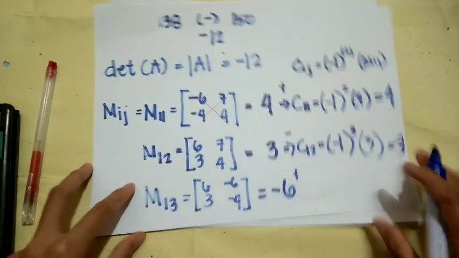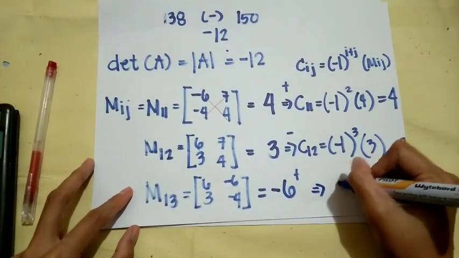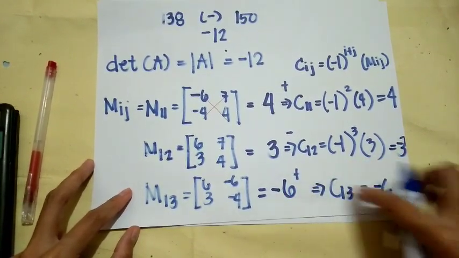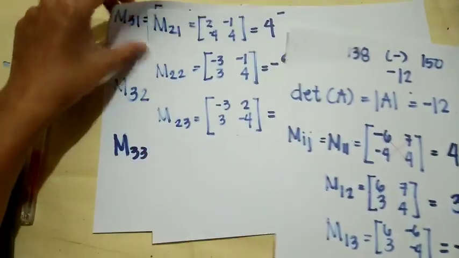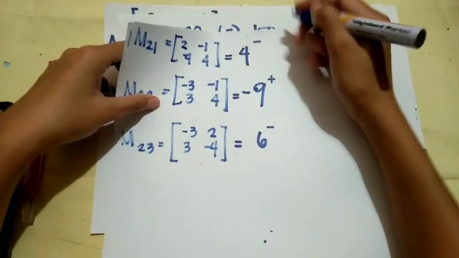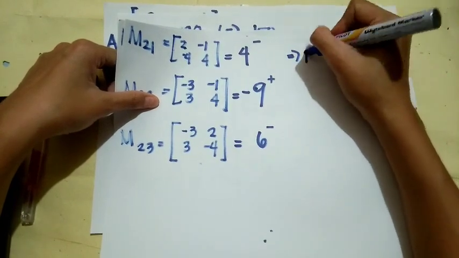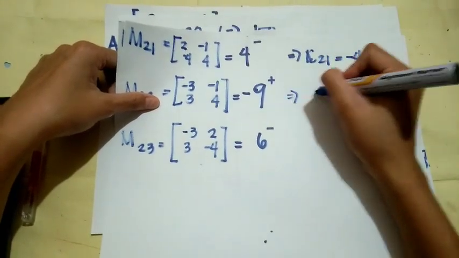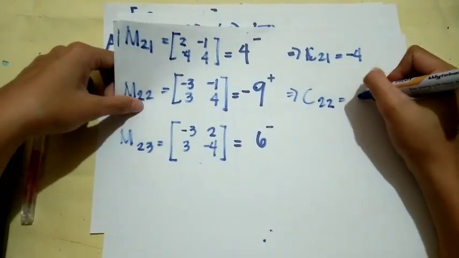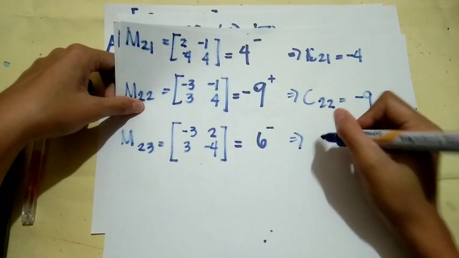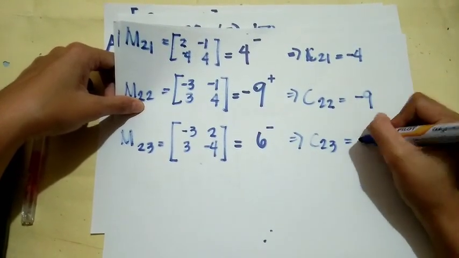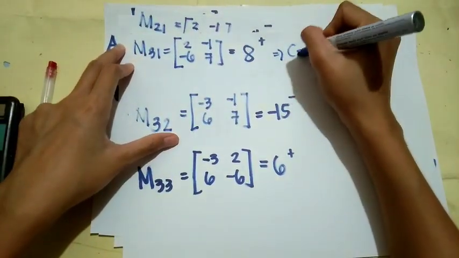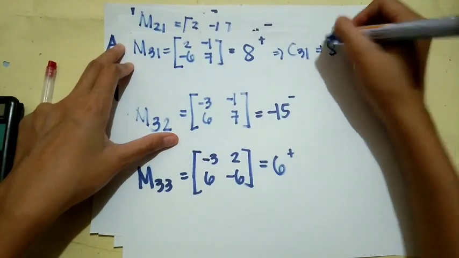Next, we have positive here. So we're going to have a C13 of negative 6, negative 1 raised to 1 plus 3 is positive, times negative 6 is negative 6. And here, since it's negative, we're going to have C21 as negative 4. And then C22, which is negative 9. And then C23, we're going to have negative 6. And then our C31 is positive 8.